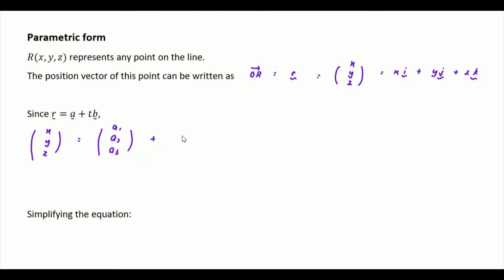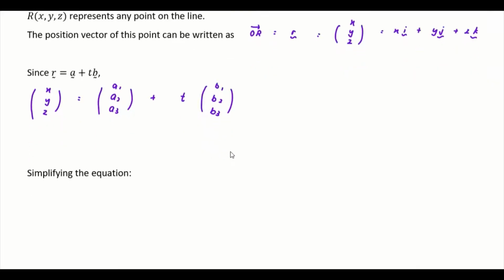Okay, so plus t is the scalar and b is the direction vector, which means that we also know what the b1, the b2, and the b3 are. So this is how the vector equation will look. If you want to write it in ijk, then it will be in the form of xi plus yj plus zk.